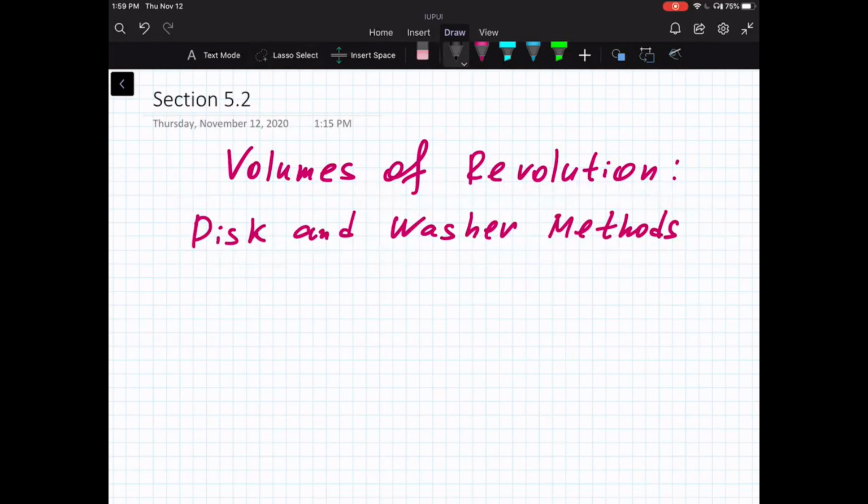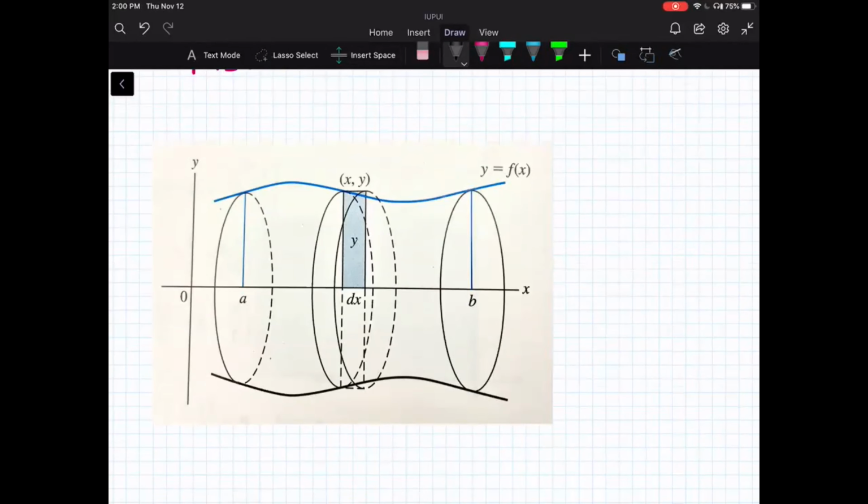So in this section, we will learn how to find volumes of certain solids, which are called solids of revolution. Suppose you have some function f of x, which is continuous on some interval [a, b]. Let's consider the region under this curve. If the entire region is rotated about the x-axis, we'll obtain what is called a solid of revolution.